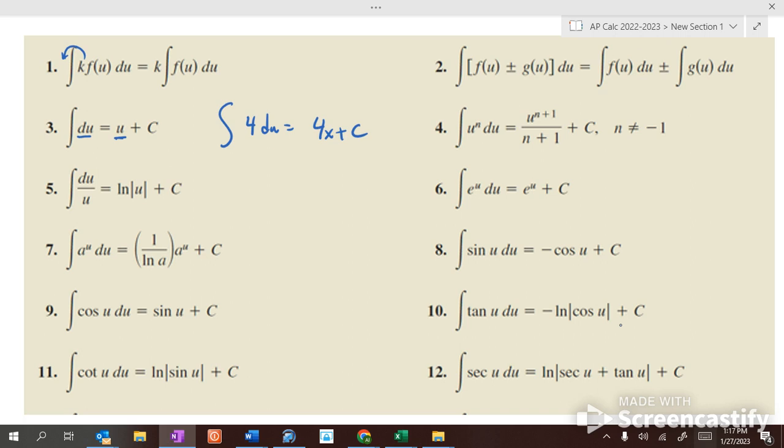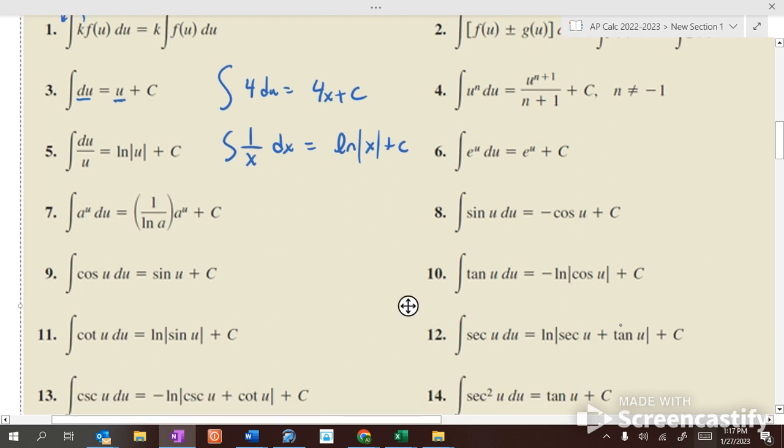The integral of du over u is the same as saying the integral of 1 over x dx. What's the integral of that? Well, it's the ln of x plus c. And we're supposed to use absolute values because it could be positive or negative.